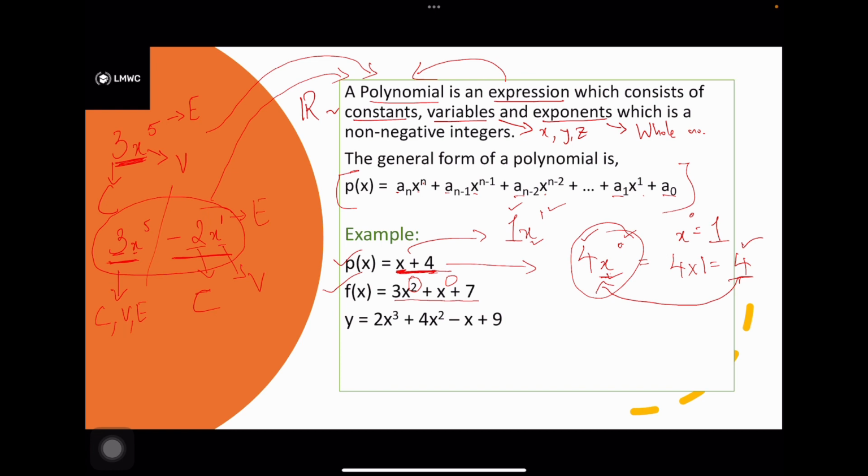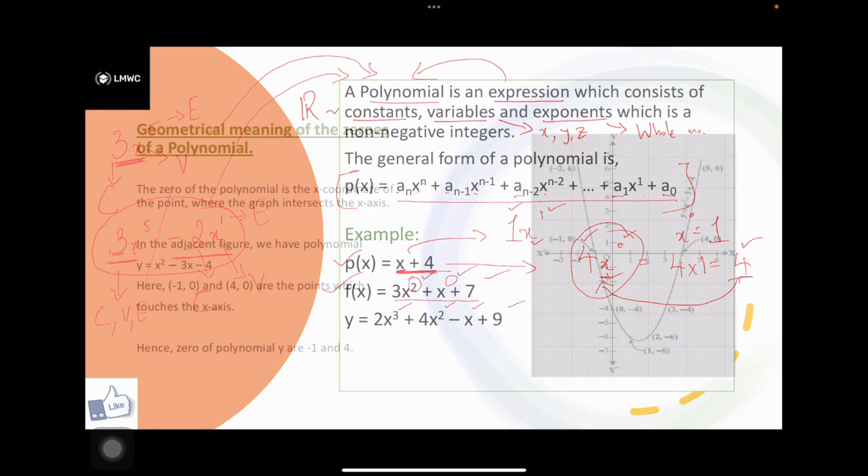Either positive or 0. So here in this case it is +2, this is +1, and this is 0. Similarly here the power is 3, power is 2, power is 1, and here power is 0. So therefore a polynomial is an expression which consists of constants, variables, and exponents which are non-negative integers, and we can write it in this way.